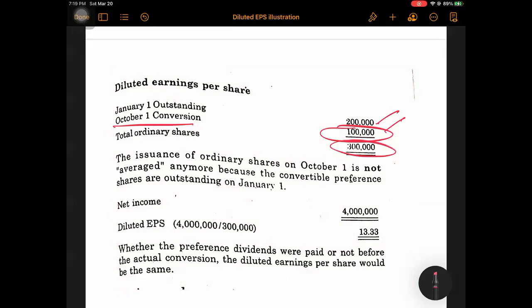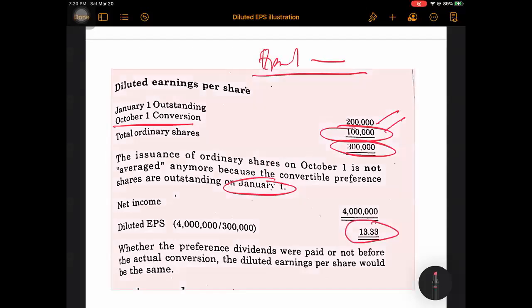The issuance of ordinary shares on October 1 is not averaged anymore because the convertible preference shares were outstanding on January 1. So, what if the preference shares were issued on April 1? Then we need to average, from the date of issuance up to the date of conversion. Same application as before with convertible bonds payable. Okay, so therefore, the diluted earnings per share is 13.33.